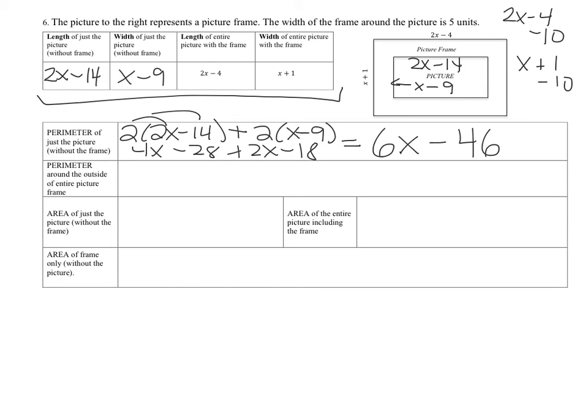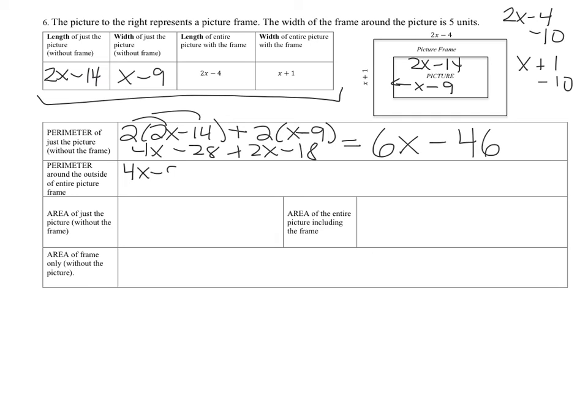All right, now the perimeter around the outside of the entire picture frame. Well, that's when I'm going to use these dimensions. Nope, not these dimensions. The length of the entire picture with the frame and the width of the entire picture with the frame. So I want the perimeter of this, right? Perimeter is you're adding up all the sides. So in this case, you could even double this in your head if you want to, right? If I'm going to do 2x minus 4 twice, that's a total of 4x minus 8. So if you want to take some shortcuts here, you can.